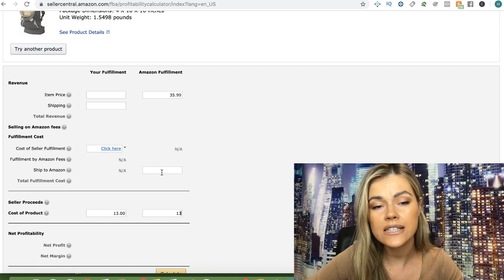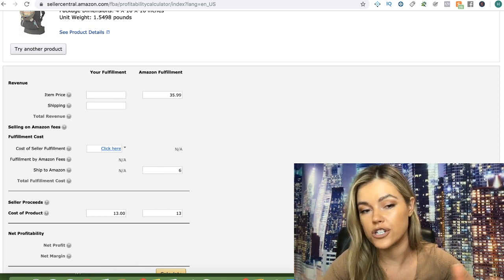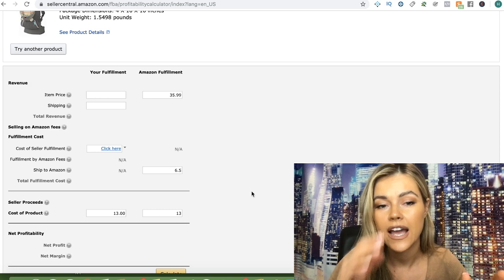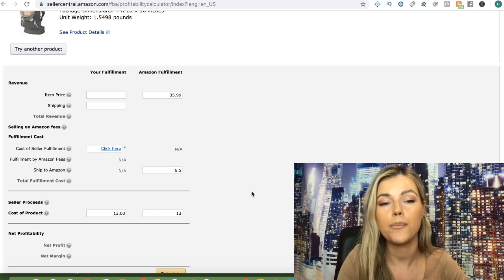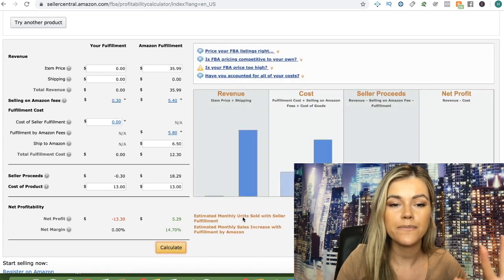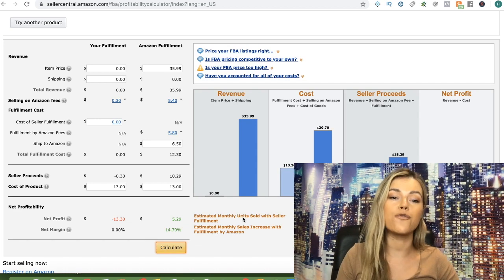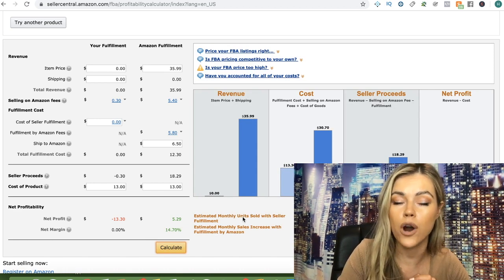So a safe bet is to do half of this. So let's just do like $6. That's close enough, maybe $6.50. It's probably less than that, hopefully, but again, you never know. Just half the product cost, just to get a rough estimate. So right now we have a profit of $5.29 at a 14.70% profit margin.